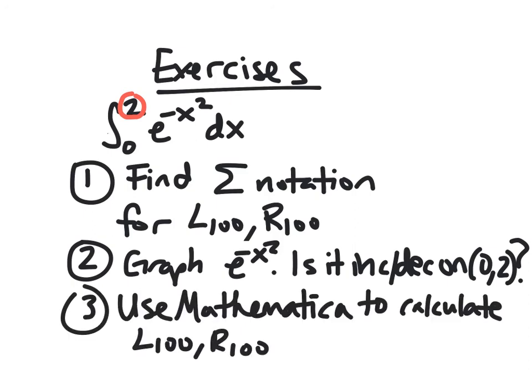And then lastly, I want you to use Mathematica to calculate L100 and R100. And as a helpful tip, do remember that e to the x, you can't just do like lowercase e to the x. You want to write that as, or let's just do negative x squared. It would be Exp of negative x, and you could do your caret for the 2 to make it x squared.